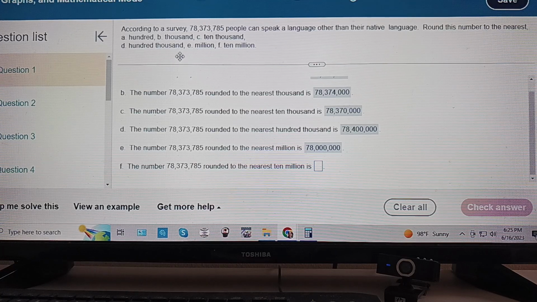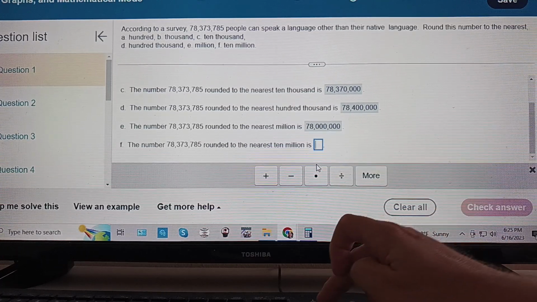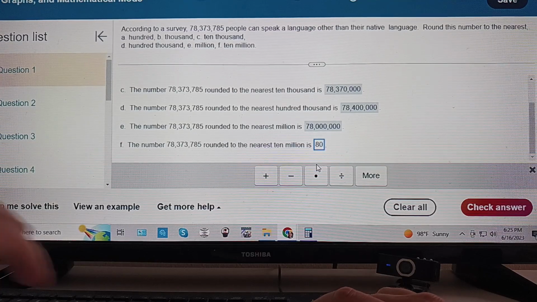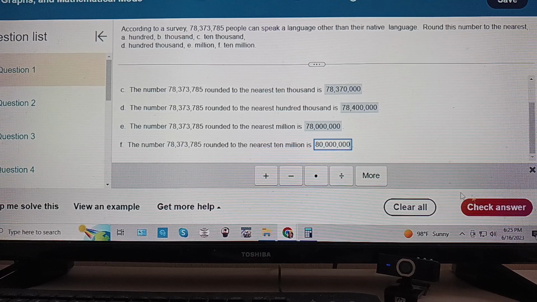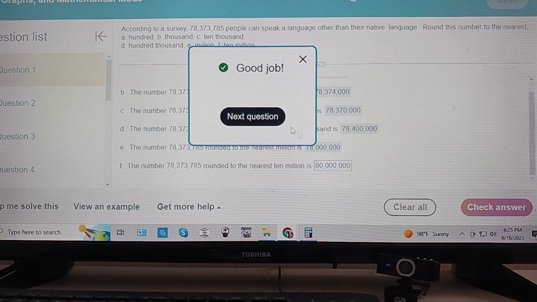Finally, they want all the way to the 10 million, which is that front 7. Since there's a 5 or higher after that, you would add 1 to the 7 and turn it into an 8. And then everything after it would be zeros. 80 million is rounded to the nearest 10 million. What's a couple million between friends?